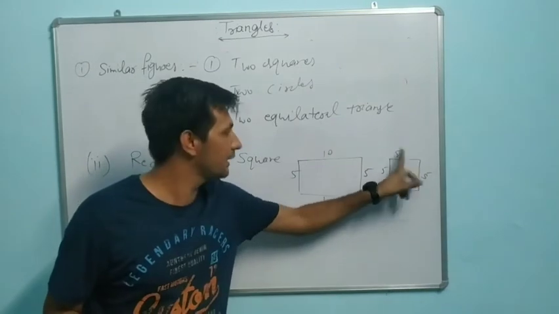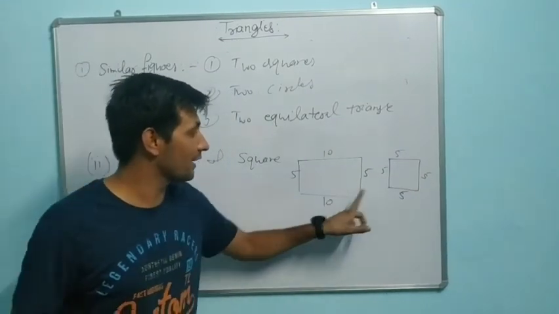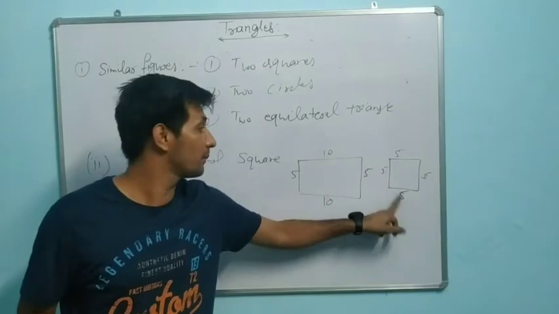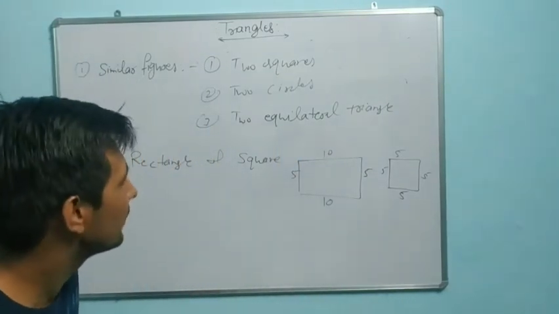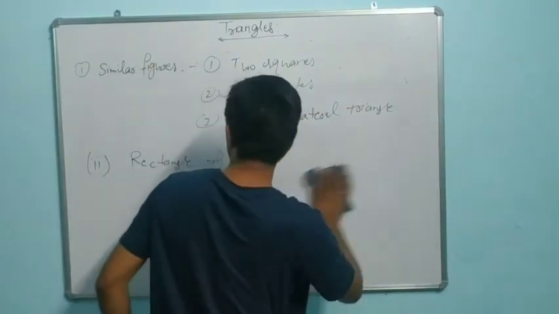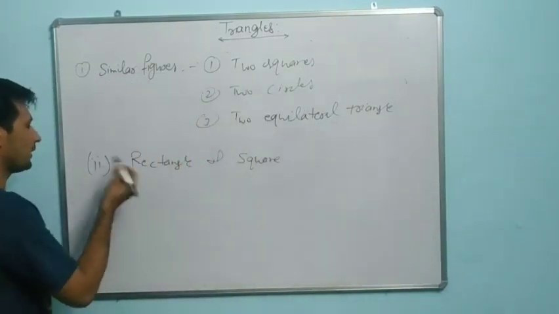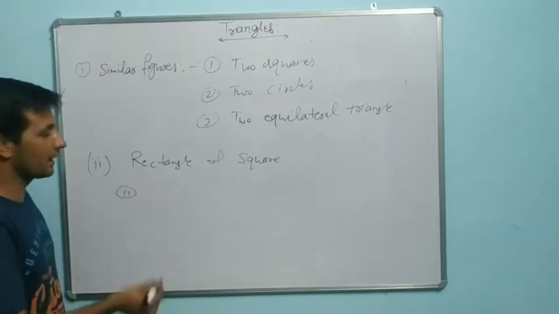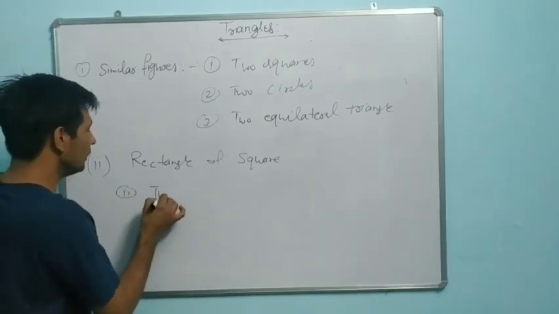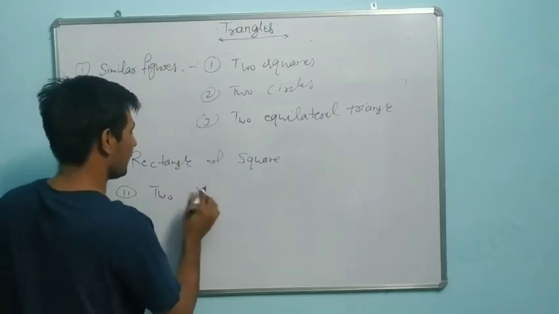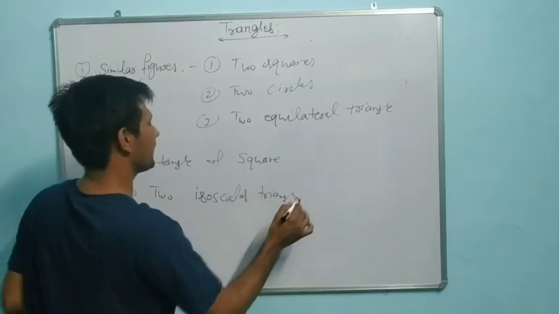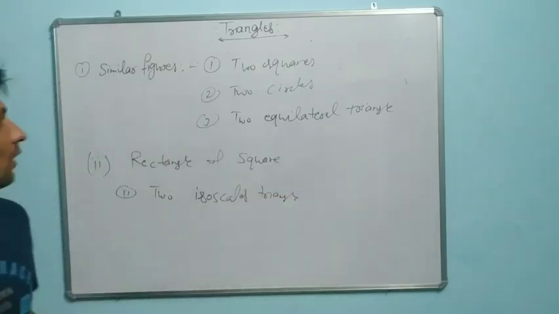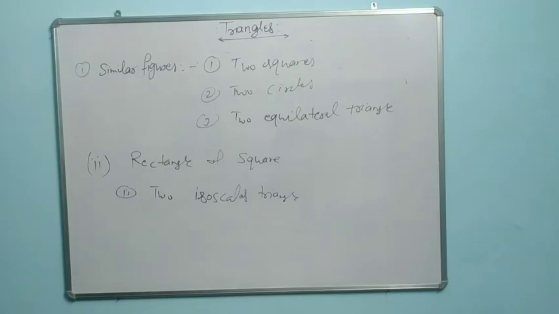Here also 90, 90. But the ratio of sides 10 divided by 5 is 2:1. But here 5, 5 is 1:1. This means ratios are not equal. Understand? Any two examples you can write yourself. Second, you can write two isosceles triangles. Understand here? They are also not similar. Now note it down here. Now third question. Look at third. Please note it down.